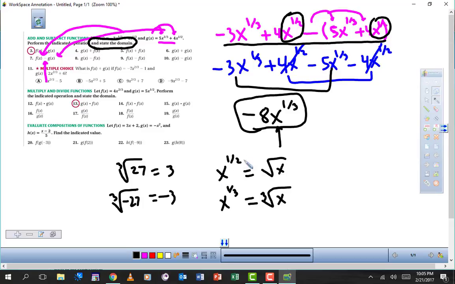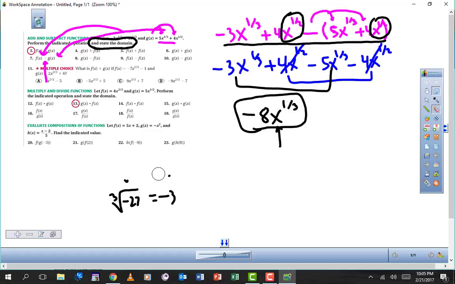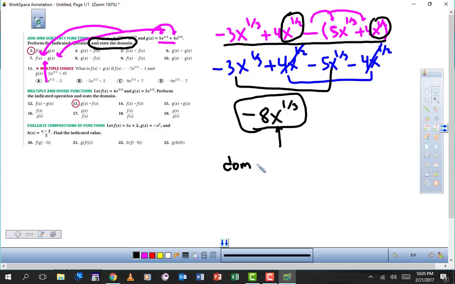So the thing to remember is if the index here is like a 2 or a 4 or a 6 and so on and so forth, then you always have to restrict the domain. And so we cannot take the square root of a negative number. Okay? So anyhow, because of that, we have to restrict our domain. And so the domain for this one, we could state it like this: domain x is equal to all real numbers such that x is greater than or equal to 0.